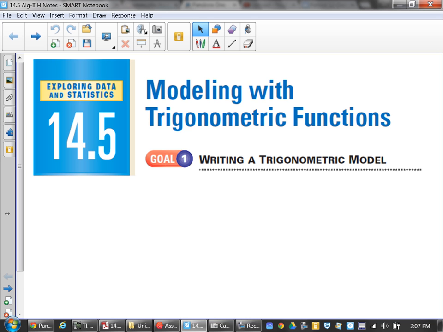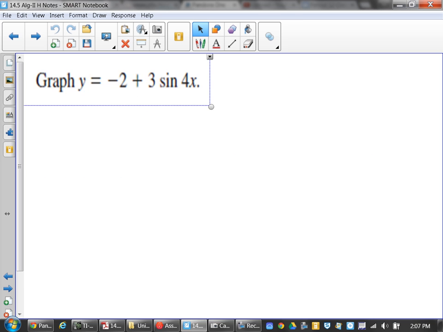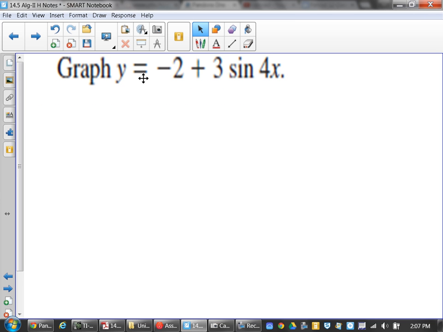So I want to go back to how you graph. I'm going to start with this and then show how it relates to what we're doing today. So far it's been pretty straightforward. I have the function y equals -2 plus 3 sine of 4x.